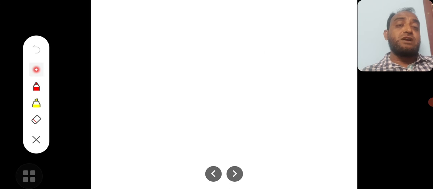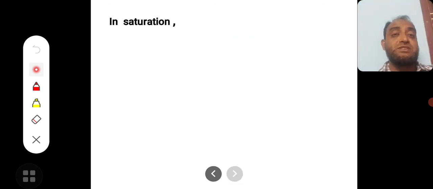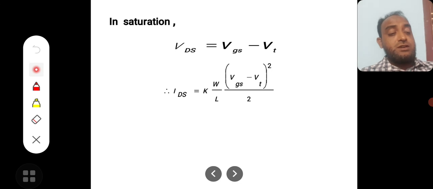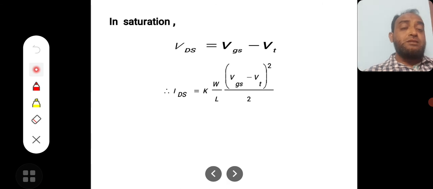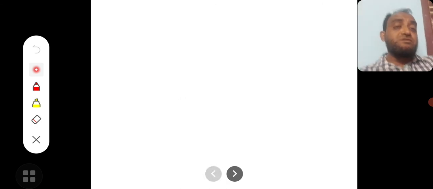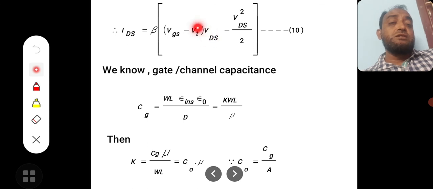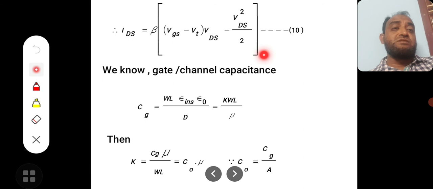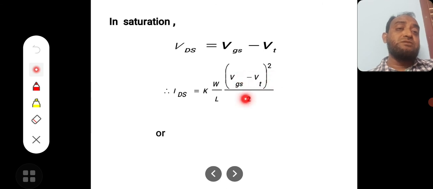The final equation of the non-saturated region can be written as shown here. Now let us jump into the saturated region. The condition for the saturation region is VDS must be equal to VGS minus VT and above. Wherever there is VDS in the previous equation, that should be replaced by the same term VGS minus VT. Now that term has become VGS minus VT whole square, minus again VGS minus VT whole square by 2. It is something like 5 minus 5 by 2. So what will you get? You will again get VGS minus VT whole square by 2 along with the constants K into W by L.